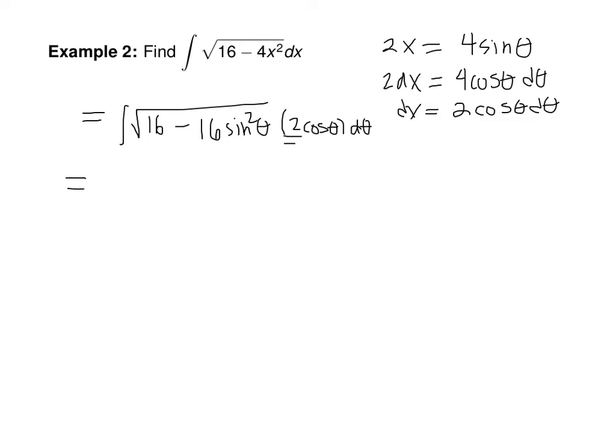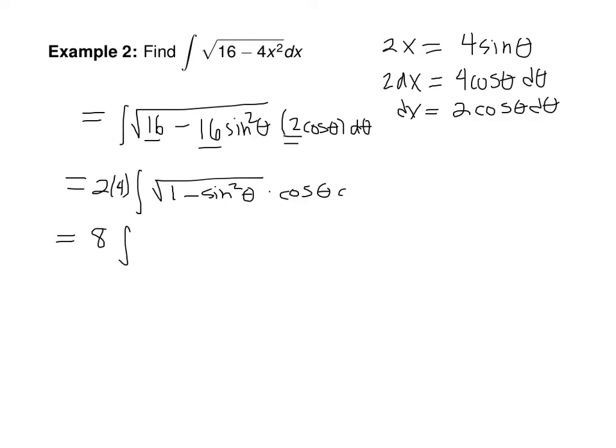So now we'll factor the 2 out of the integral. Once we factor out the GCF of 16 there, we end up with 4 once it's rooted. So we have 2 times 4. And the integral, this is the root of 1 minus sine squared of theta multiplied by cosine of theta. And 1 minus sine squared is equal to cosine squared. Rooted gives you cosine, so we just have 8 times the integral of cosine squared theta d theta.